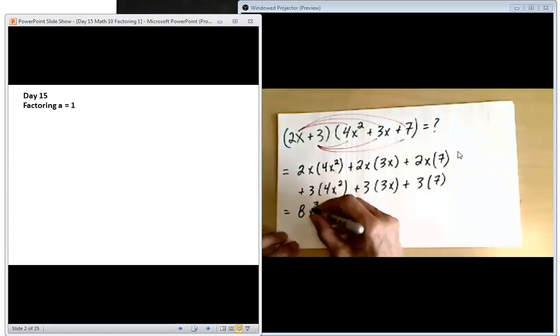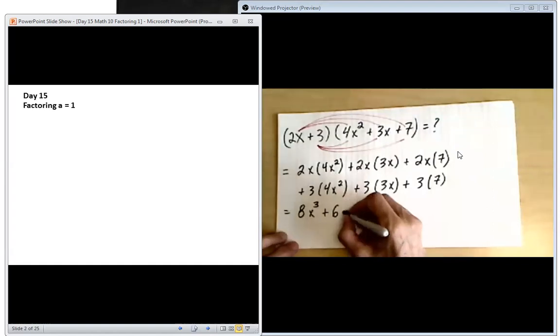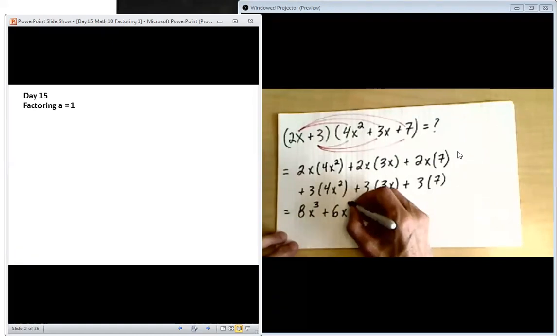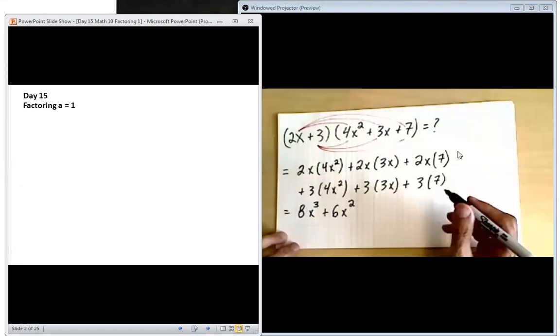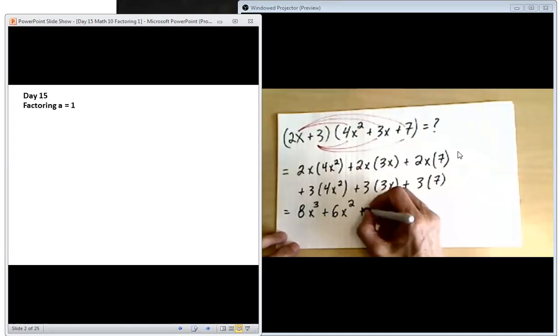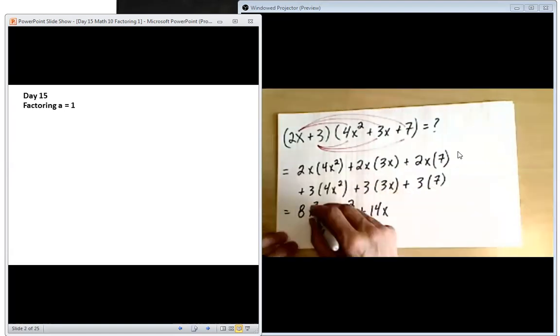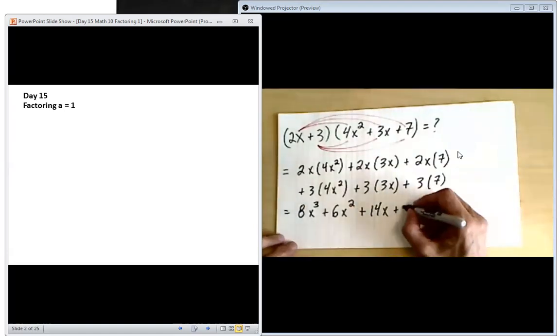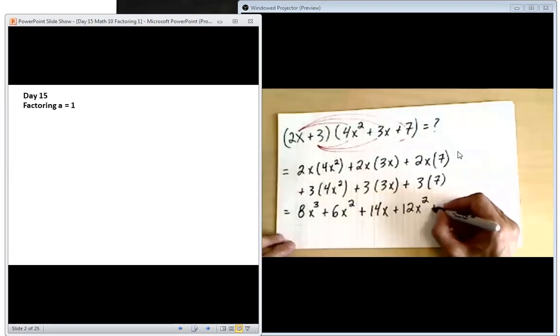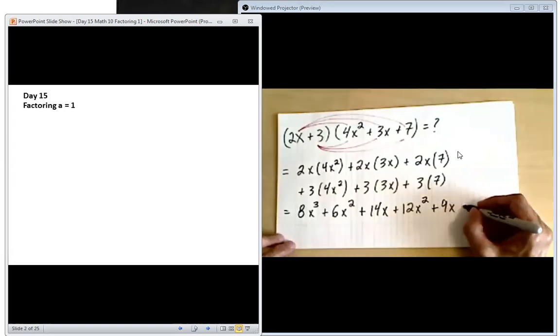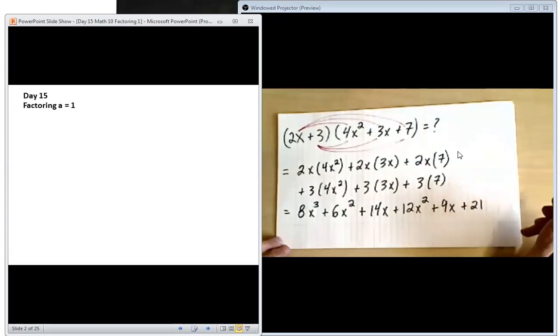Nice. Yeah, Zoom got this a while ago. 6 there. X to the what? Power 2. Right. What's the next term going to be? 14x indeed. Next. That's right. 12x to the power 2. 9x. 21 like that. Perfect. Okay, nice.